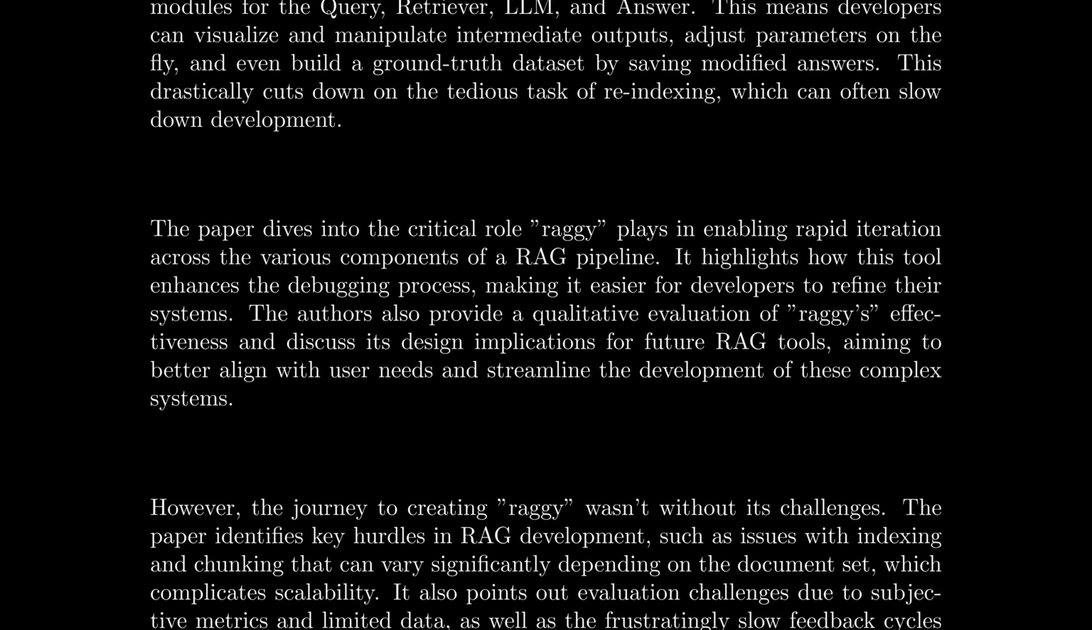The paper dives into the critical role RAGI plays in enabling rapid iteration across the various components of a RAG pipeline. It highlights how this tool enhances the debugging process, making it easier for developers to refine their systems. The authors also provide a qualitative evaluation of RAGI's effectiveness and discuss its design implications for future RAG tools, aiming to better align with user needs and streamline the development of these complex systems.